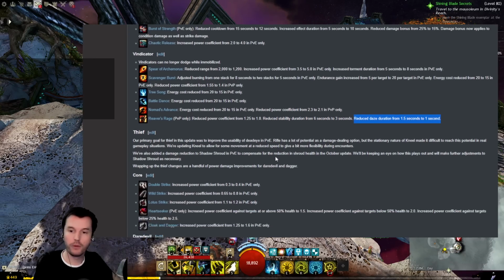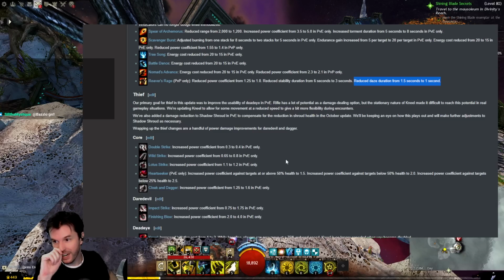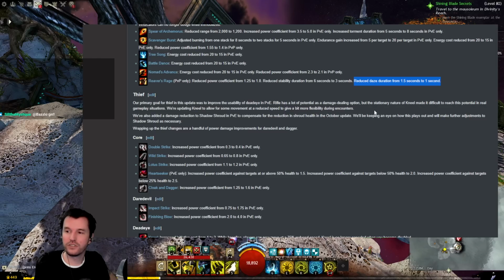Thief. Our primary goal for Thief in this update is to improve the stability of Deadeye in PvE. Rifle has a lot of potential as a damage-dealing option. This one's weird, guys. Buckle up. The stationary nature of Kneel made it difficult to reach this potential in real gameplay situations. We're updating Kneel to allow for some movement at reduced speed to give a bit more flexibility during encounters.